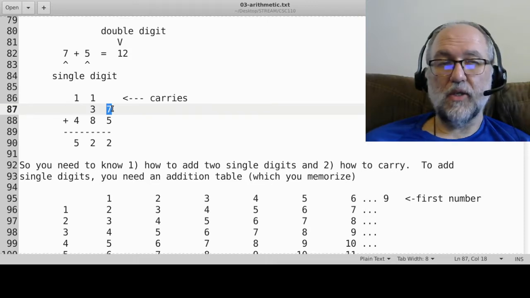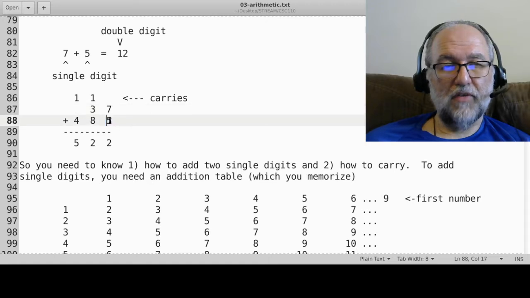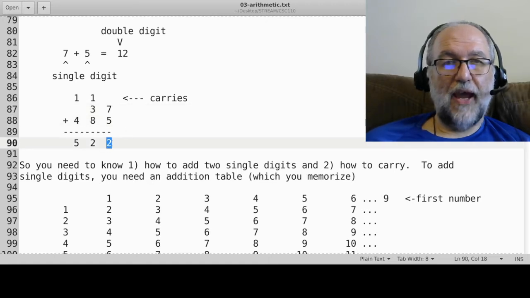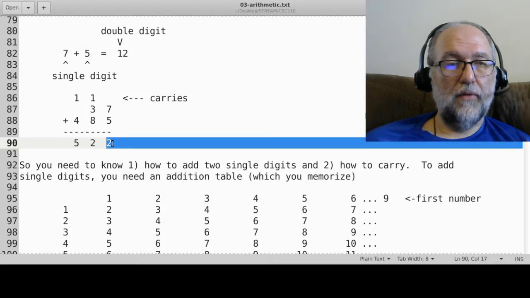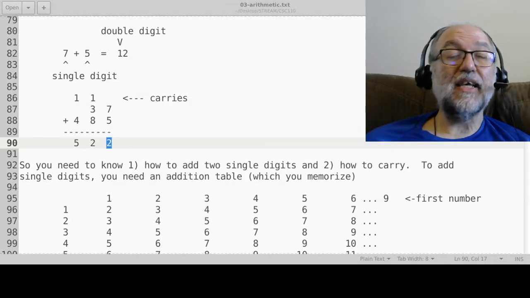You would start in the ones column, you would take 7 plus 5, and you say, what's 7 plus 5? Well, 7 plus 5 is 12, but you wouldn't write 12 down there. That's not what you do, okay? What you'd write is the 2 down there, which is the least significant figure.